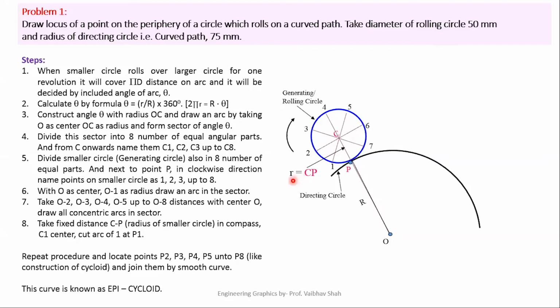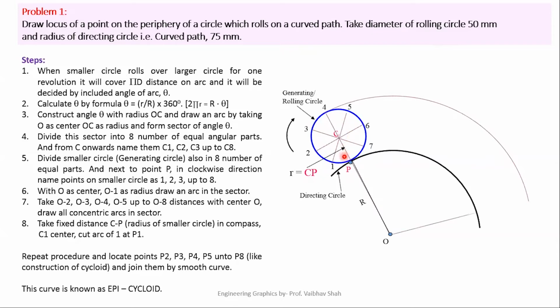CP is equal to r. Now let us suppose this rolling circle rolls by one revolution. During this one revolution, point P will start its motion from this point in clockwise fashion and will come back to its initial position once again.